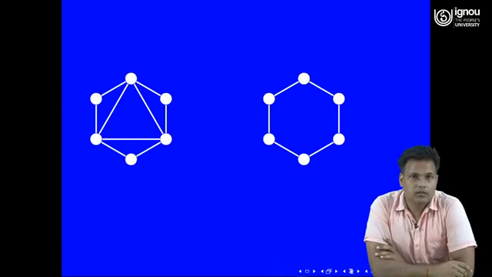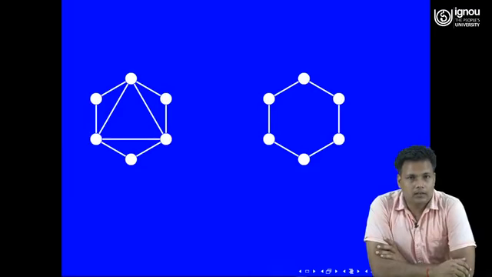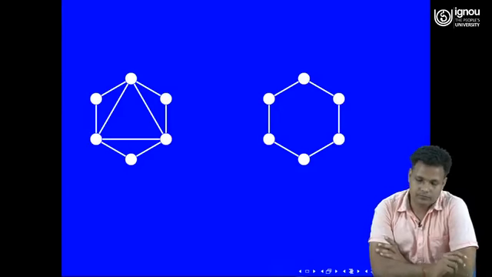For example, look at the graph on the left. Look at the degrees of its vertices: you can see that each vertex has degree either 4 or 2. That means the graph is an even graph. However, not all vertices have the same degree, so it is not a regular graph but an even graph. On the other hand, the graph on the right is a regular graph as well as an even graph, because all vertices have the same degree, which is an even number.